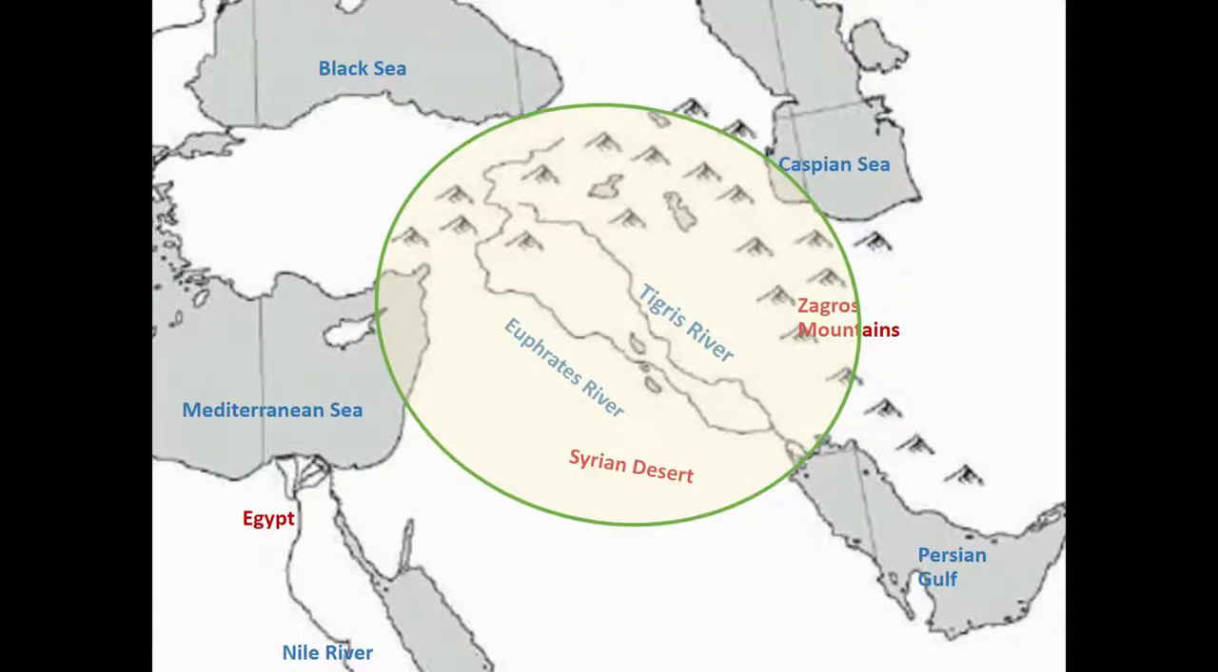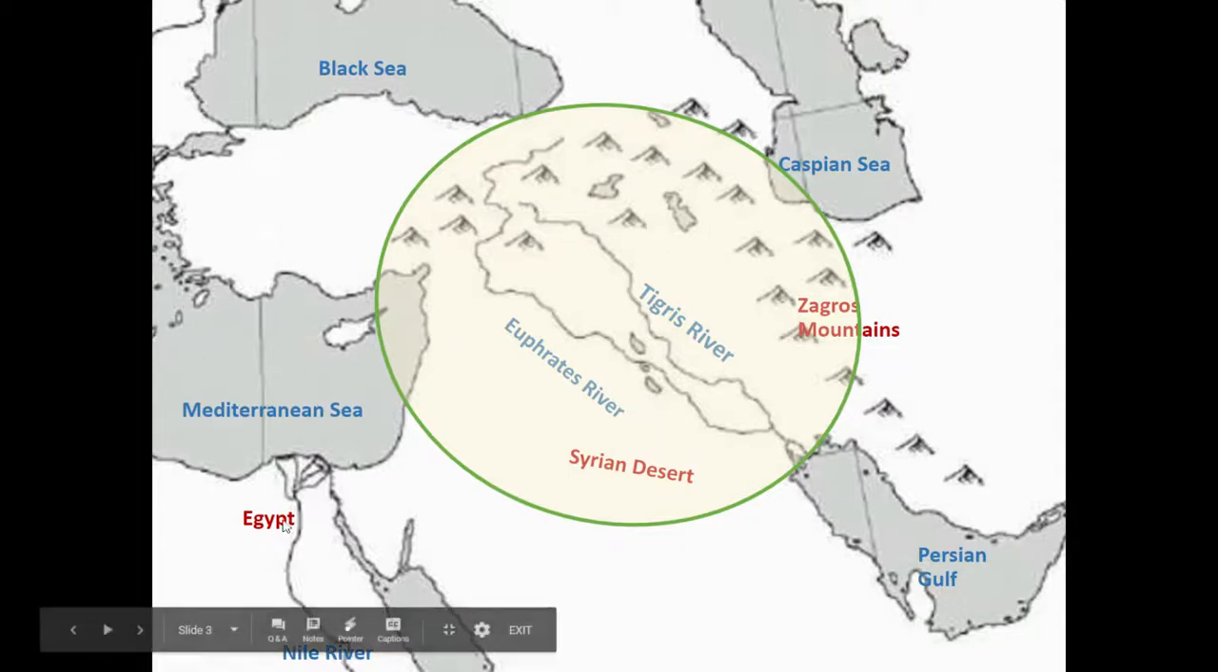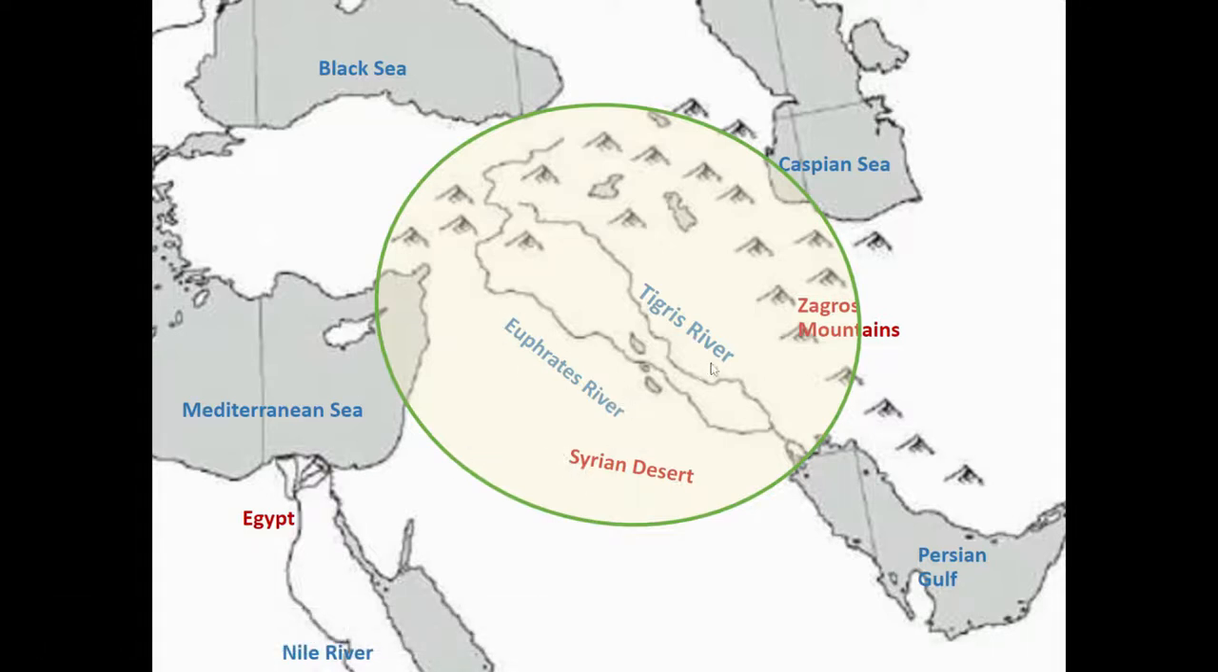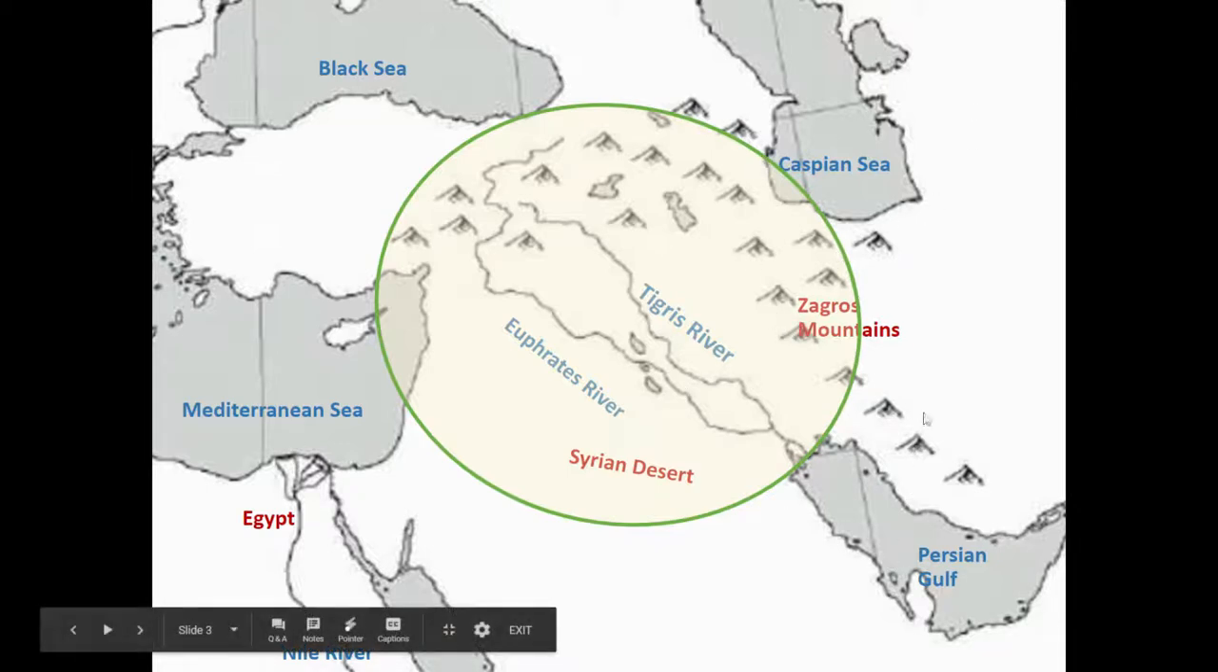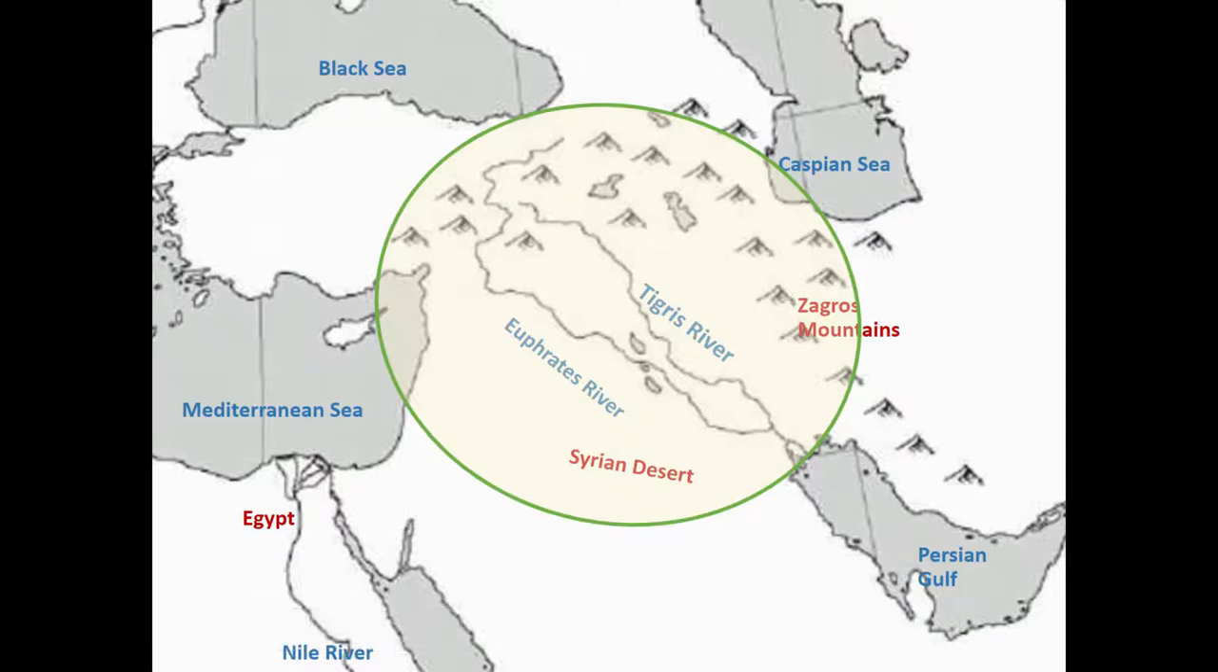On your map, in your notes, I want you to make sure you label the Black Sea, the Mediterranean Sea, Egypt, the Nile River, the Syrian desert, the Euphrates River, the Tigris River, the Zagros Mountains, the Caspian Sea, and the Persian Gulf. I want you to notice that this is a river valley civilization.